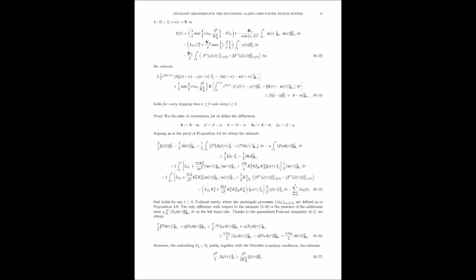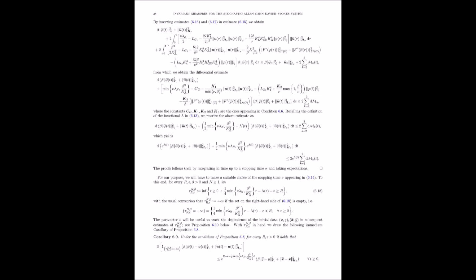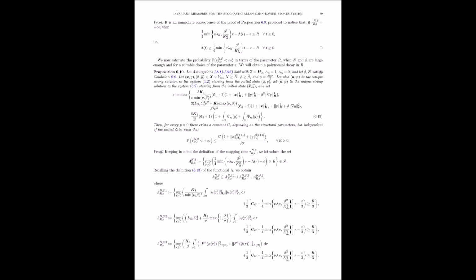And this refined estimate becomes really useful later on when they're proving the uniqueness and stability of that invariant measure under the Dirichlet boundary conditions. It seems like everything is laid out very carefully. It is. Step by step to build up. It's a very well-structured paper. To these key results. Yes.